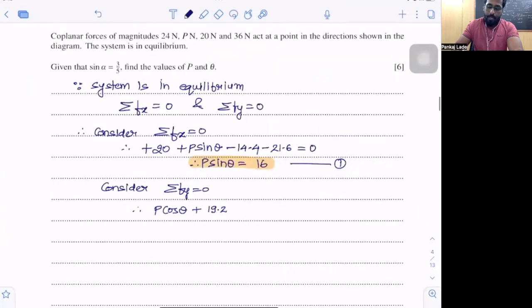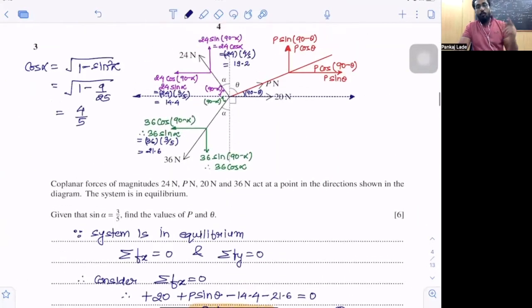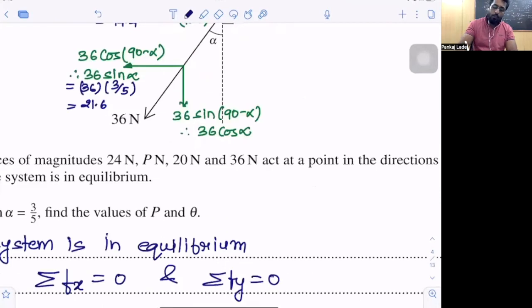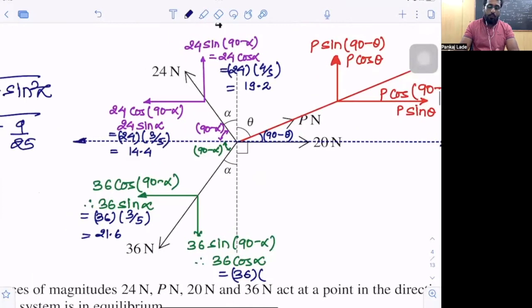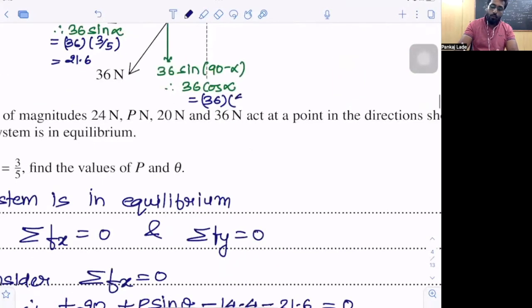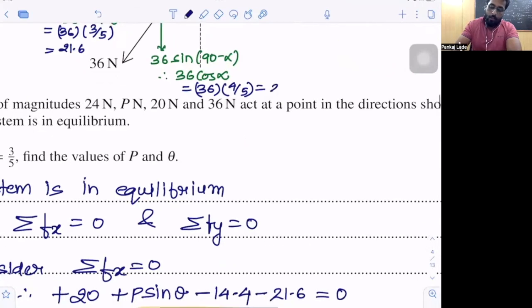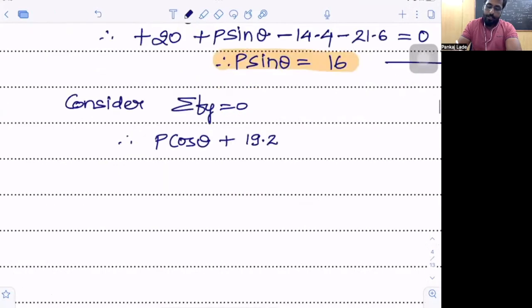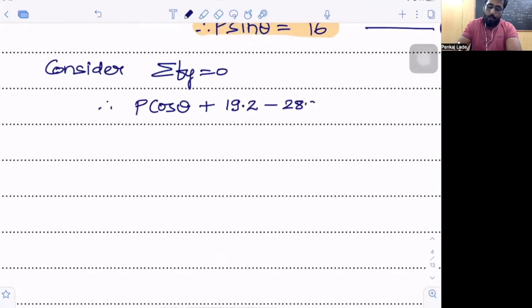19.2. Okay, and then you have what? You have one more force, the 36 Newton force. Its vertical component is going down, so it should take a negative, and it's 36 cos alpha. So let's simplify this also. It's going to be 36 into, if you recall, cos alpha was 4 upon 5. So 36 into 4 upon 5. How much does it come to? That gives me 28.8. I'm going to write here 28.8. So this is going to be minus 28.8. You know why negative, right? And the sum is equal to 0.